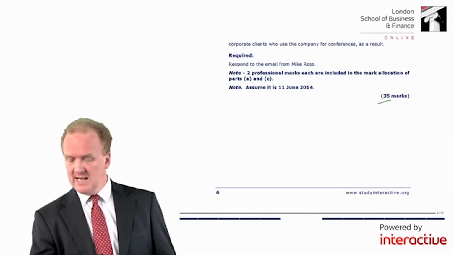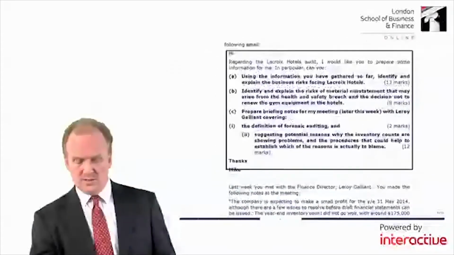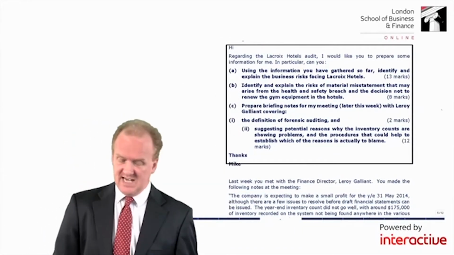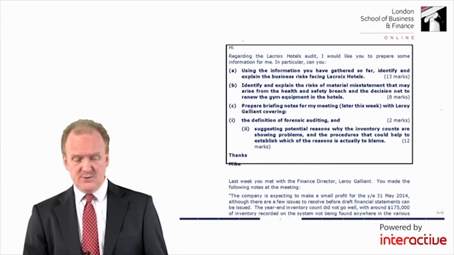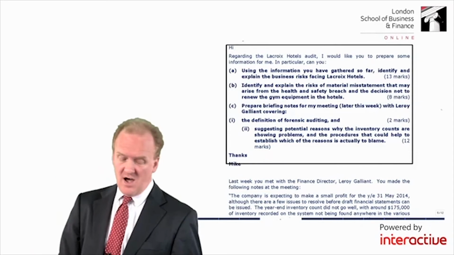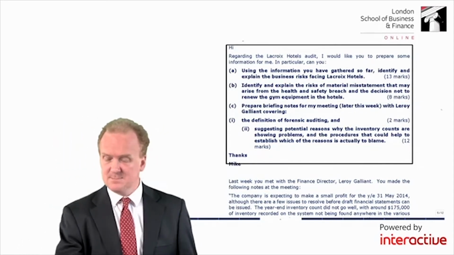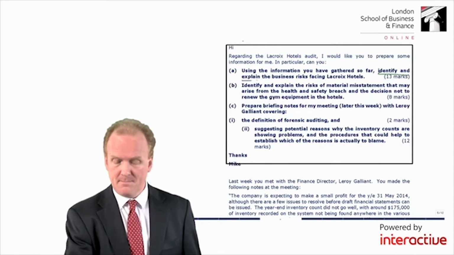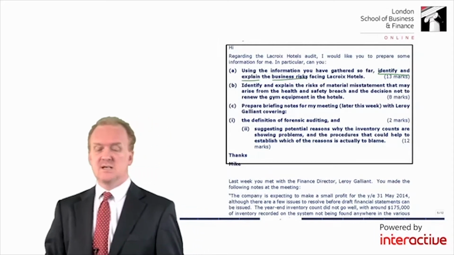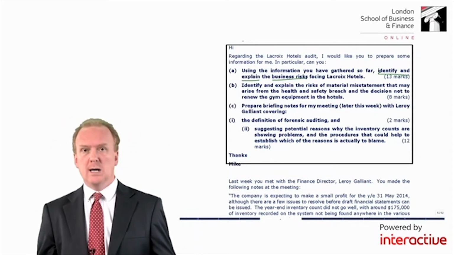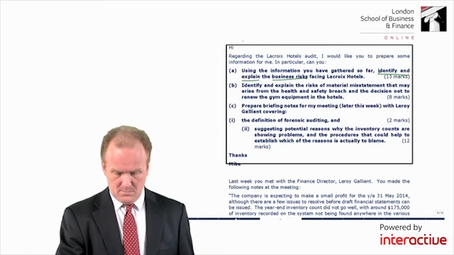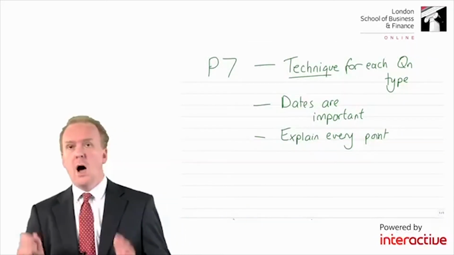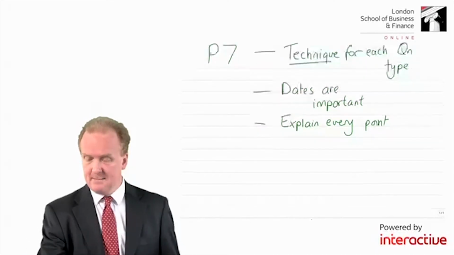So let's go take a look at what this email wants. And there we see the 35 marks. Part A, using the information you have gathered so far, identify and explain business risks facing La Croix. So immediately, I can think of some technique.